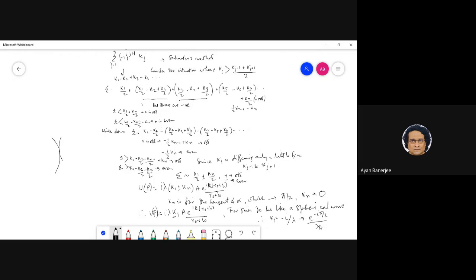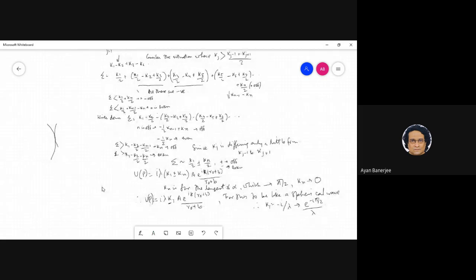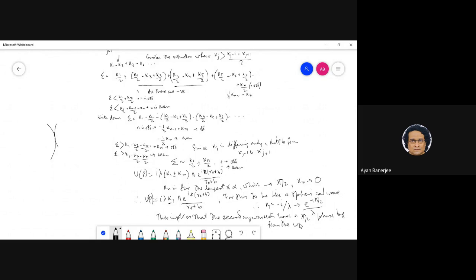And that tells you, in a very startling manner, that this implies that the secondary wavelets have a pi by 2 phase lag from the wavefront, and the amplitude falls by 1 by lambda. So that is very crucial.